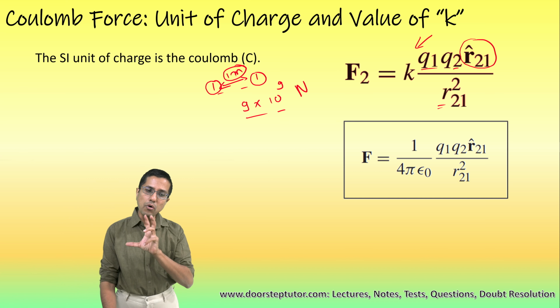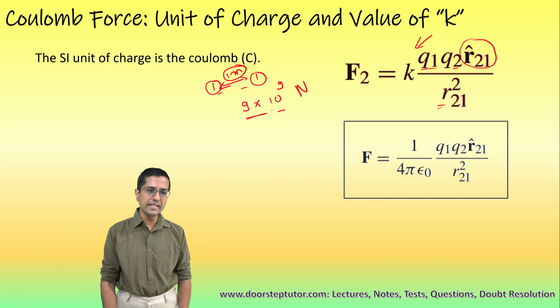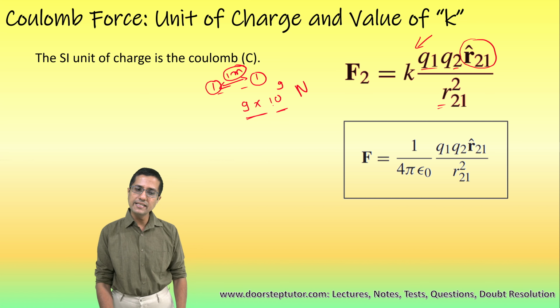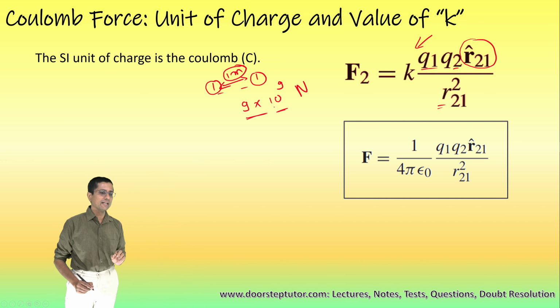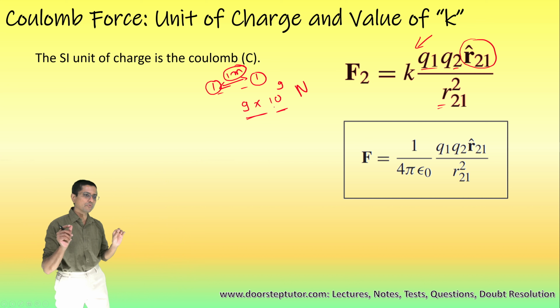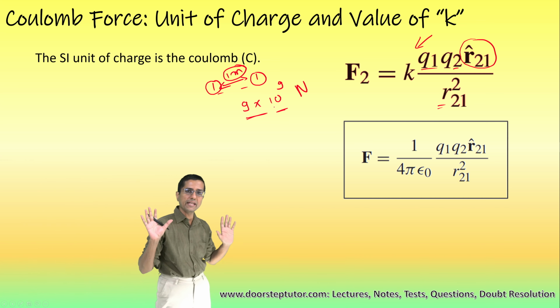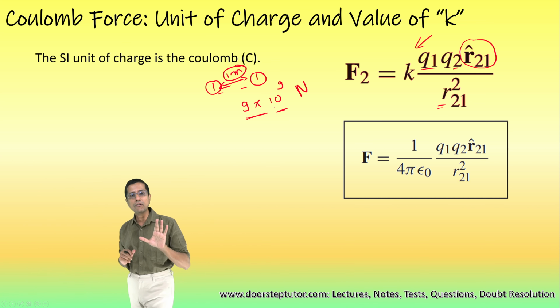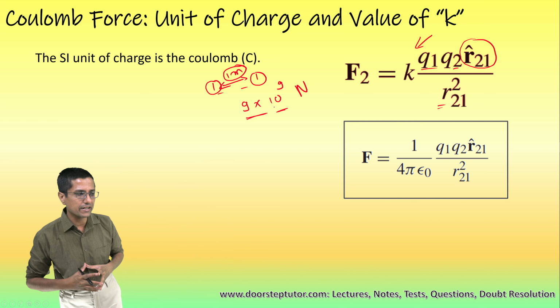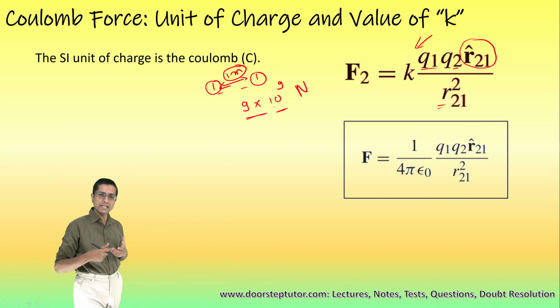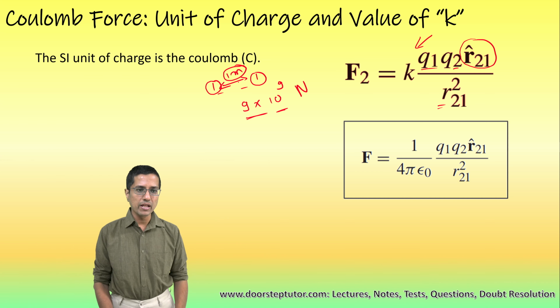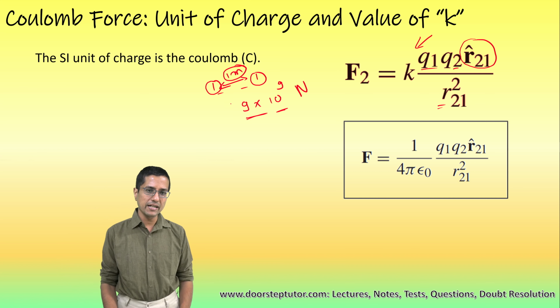if the force of repulsion between these two like charges is 9 into 10 raised to power 9 Newton, then I say that my two charges are 1 Coulomb each. So that is the definition of 1 Coulomb. We have defined it in terms of the Coulomb force experienced by the charges. Now this definition essentially fixes the value of K.